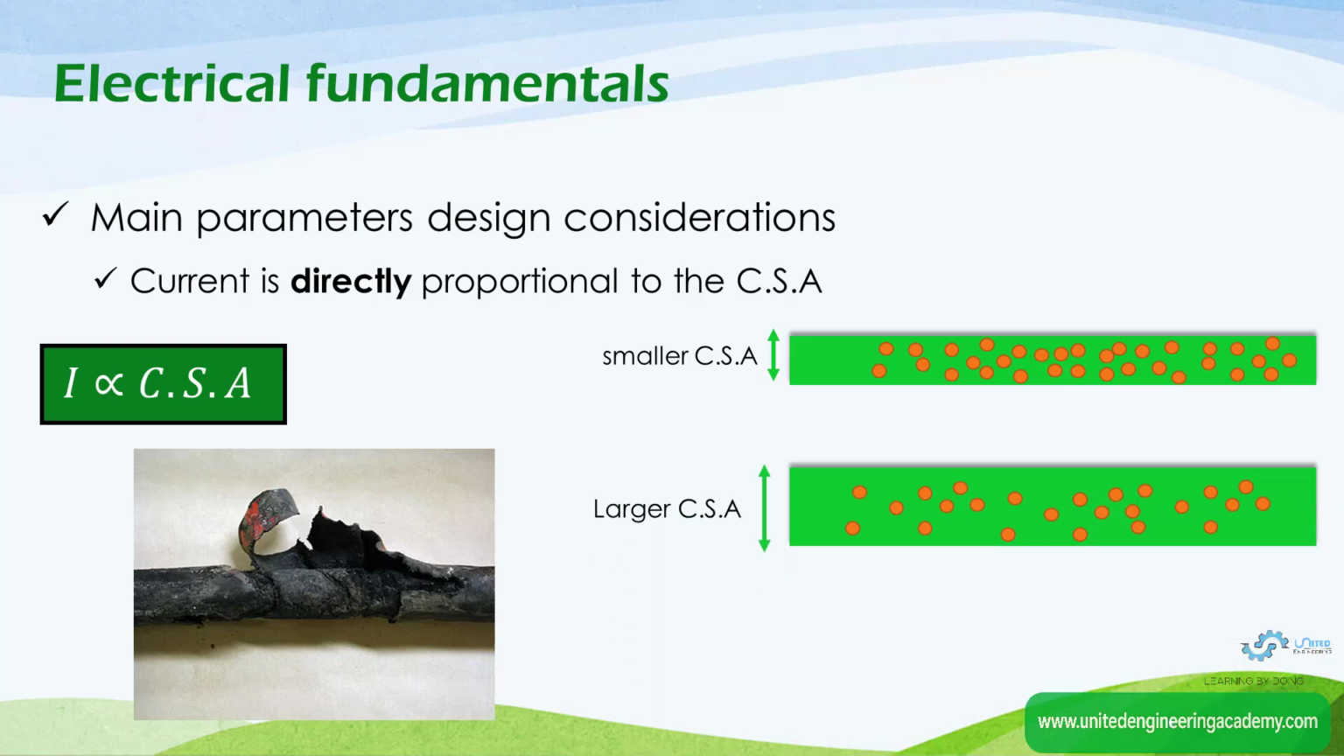On the other hand, if we have a larger cross-sectional area that is suitable for this amount of electric current, the flow of the electrons will be very easy, with no collisions with the conductor atoms.